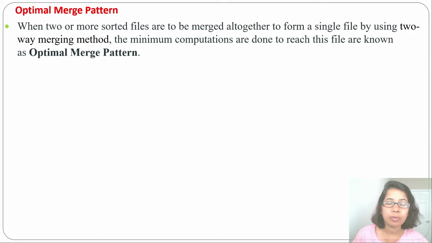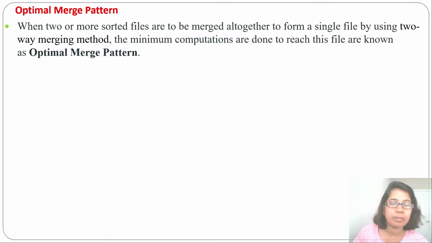When two or more sorted files are to be merged all together to form a single file by using the two-way merging method, the minimum computation done to reach this file is known as optimal merge pattern. We can do n-way merging, but this optimal merge pattern is about two-way merging. Let's first understand what is two-way merging.